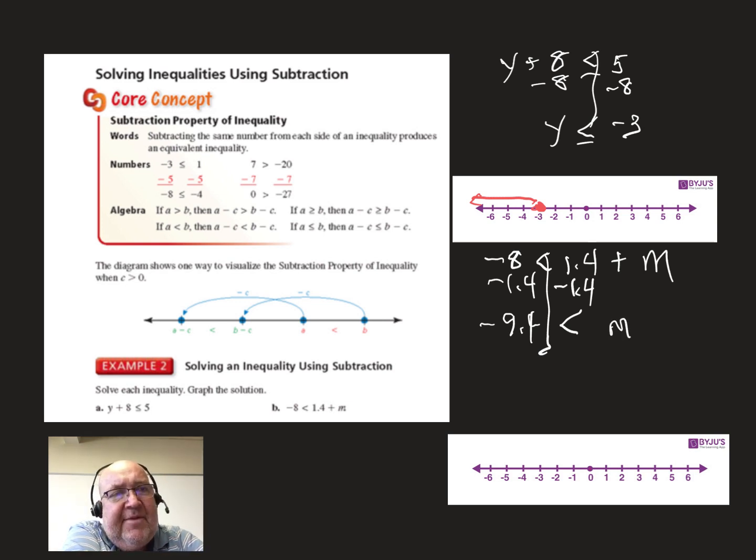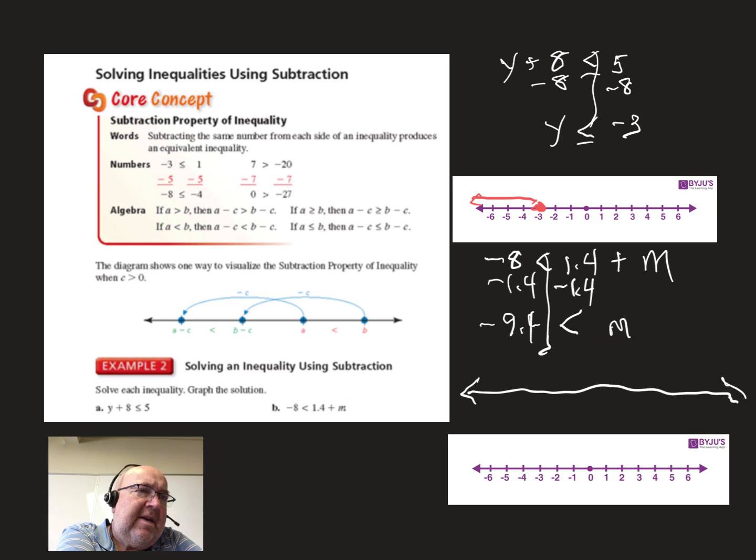So we would have to extend the number line that I put on there. I'm just going to draw a number line. I'm going to put a point down here, and I'm going to do a circle at negative 9.4, and I'm going to draw the m values are larger than that.